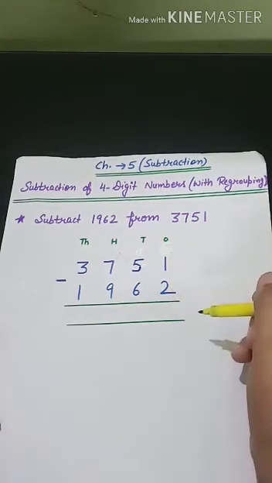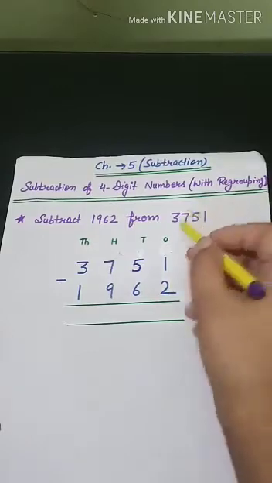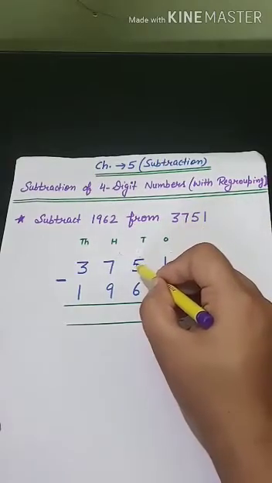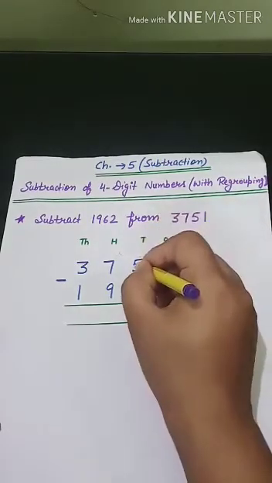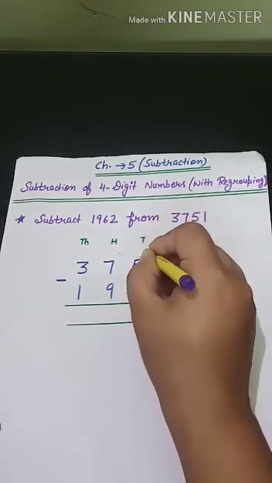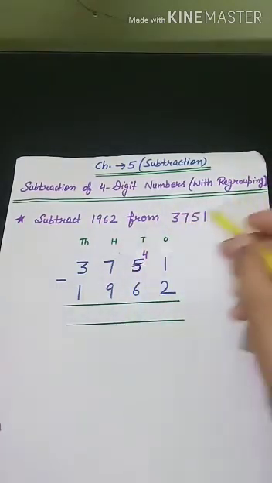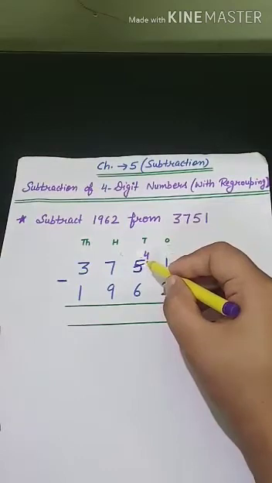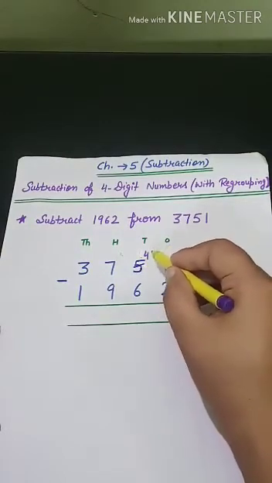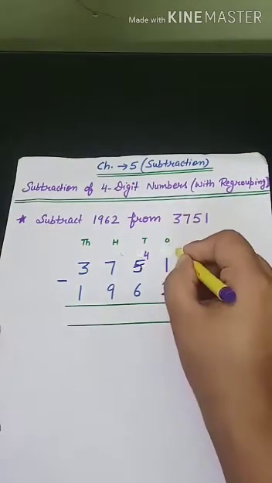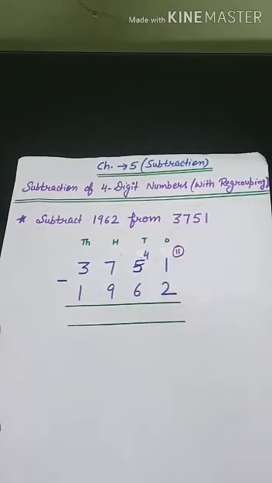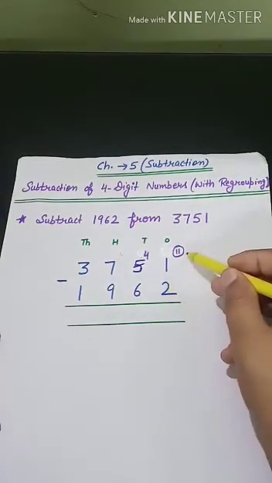So what we have to do, we will take 1/10 borrow from here. तो जब आप यहाँ से 1/10 borrow करेंगे तो यहाँ पर 5 की जगह क्या रह जाएगा 4 और जो 1/10 हम यहाँ से borrow करेंगे it will become 1/10 and 1 ones will become 11 ones. Now subtract 2 from 11.